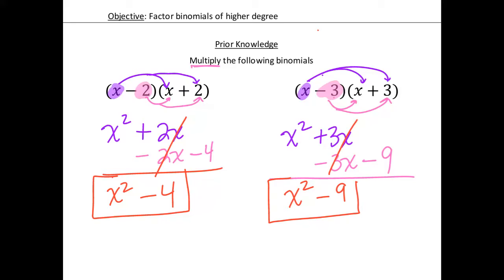So anytime you have something that looks like that, where the first term and the second term are the same, and the only thing that's different is the sign, that is called the difference of two squares. Well, the setup is not called the difference of two squares, but these two right here, x squared minus 4 and x squared minus 9, those are called a difference of two squares.